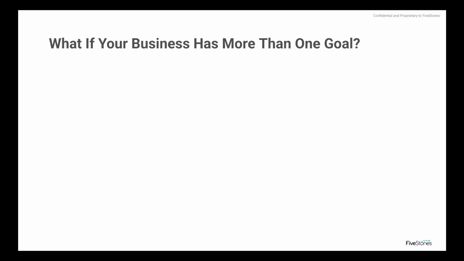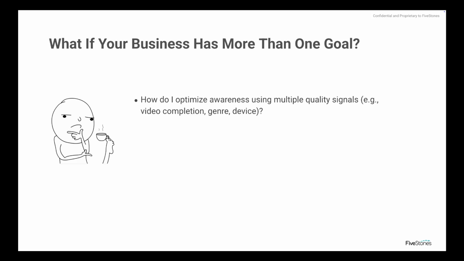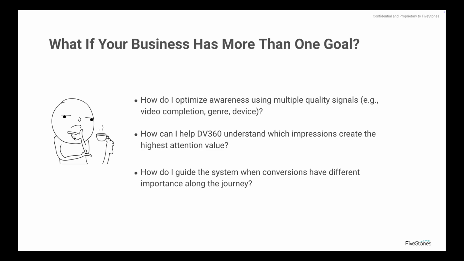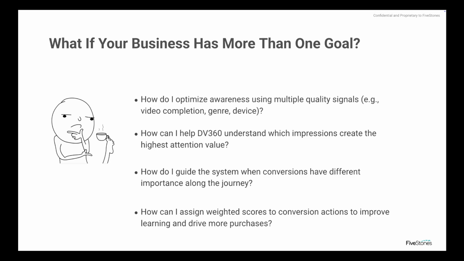But in reality, many advertisers face a more complex situation than optimizing for a single KPI. You might wonder, how do I optimize awareness using multiple quality signals? For example, video completion, genre, or device, to make sure my ads reach the most valuable audiences? How can I help DV360 understand which impressions deliver the highest attention value, instead of treating all impressions equally? How do I guide the system when different conversion actions reflect different levels of intent across the customer journey? And how can I assign weighted scores to these conversion actions so the system learns faster and ultimately drives more purchases? These are exactly the kinds of challenges custom bidding was built to solve.